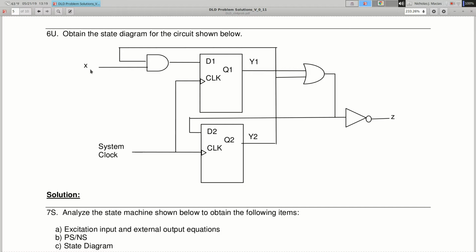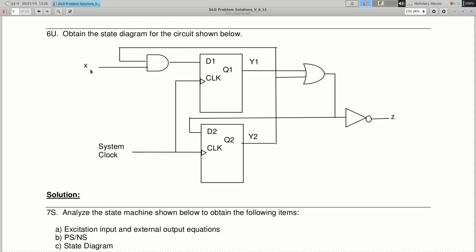Double check D1 before you do Y1 plus. So D1 is Y2 ANDed with X. These are not supposed to be the same thing. These are supposed to be, when we plug, let's say D2 is Y2. Okay, and then go ahead and make a column for Z also.